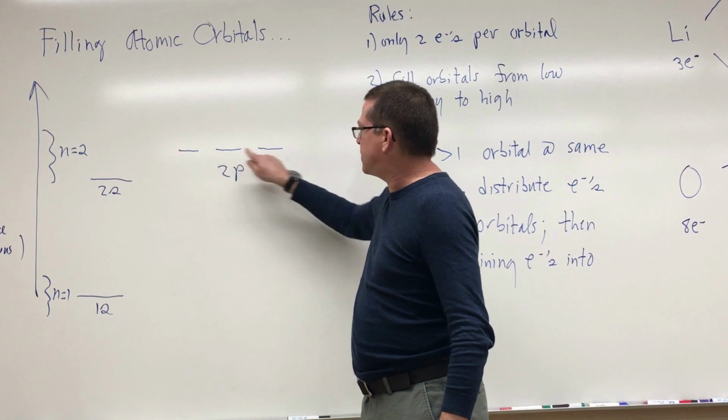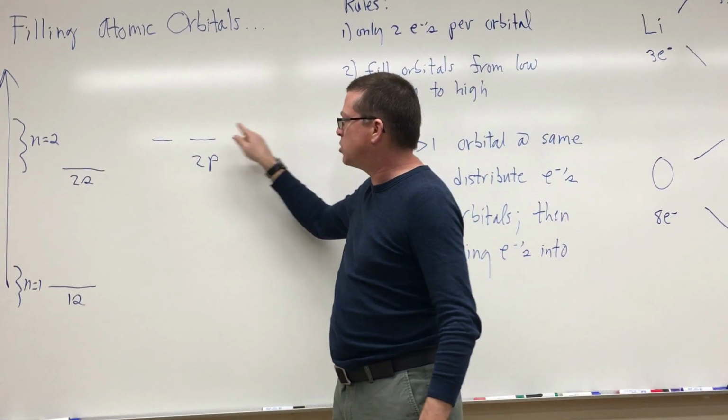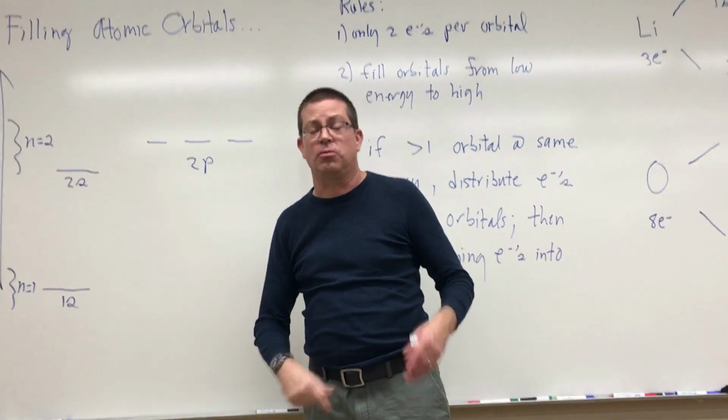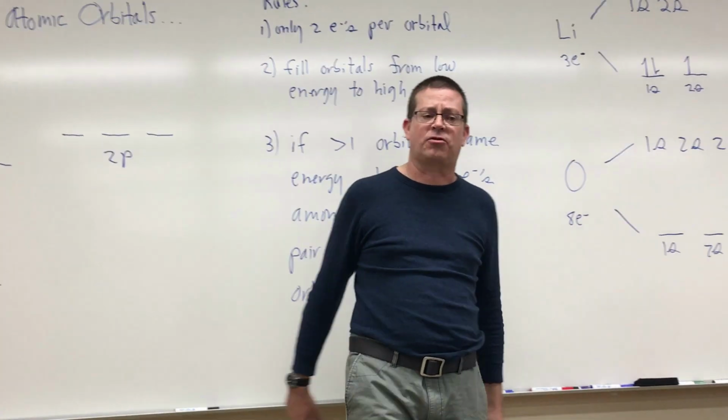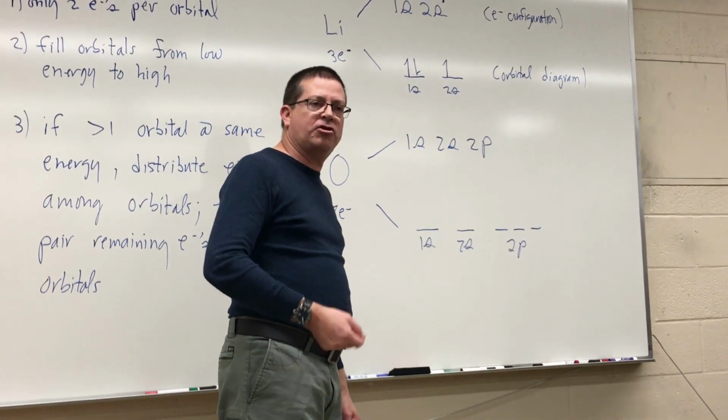Then I can go 5, 6, 7, 8, 9, 10. So I could put a total of 10 electrons here between the n equals 1 and the n equals 2 levels. So I've got plenty of room for those 8 electrons. So what order do they go in?